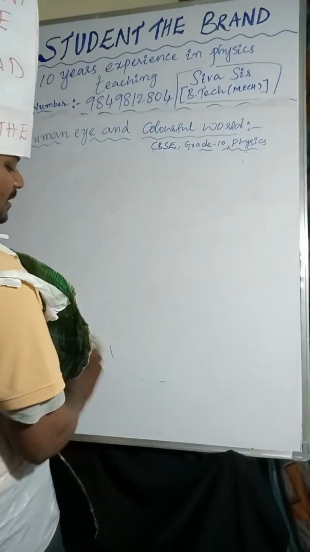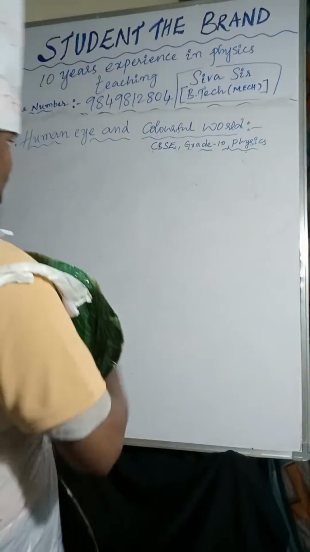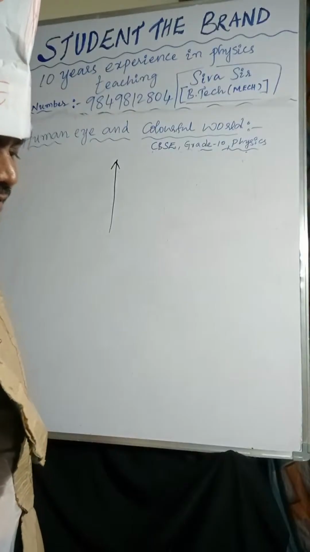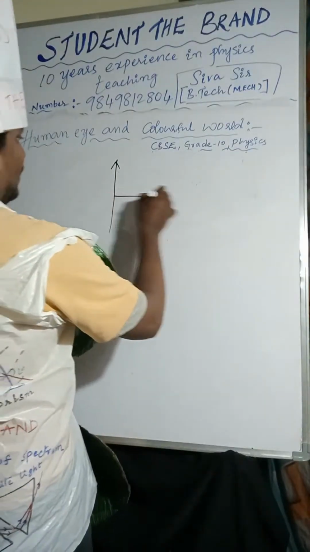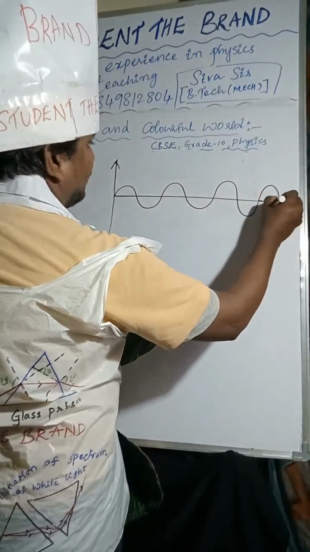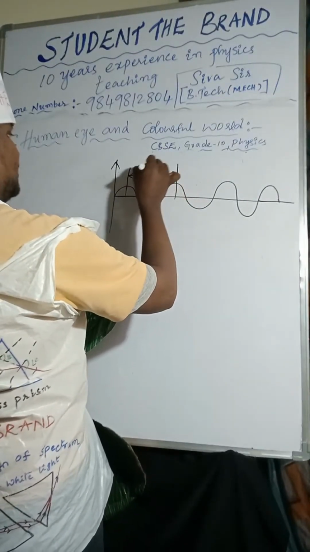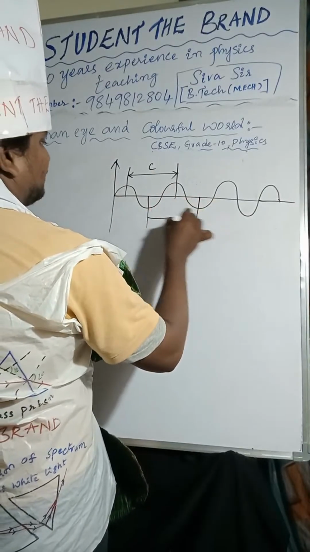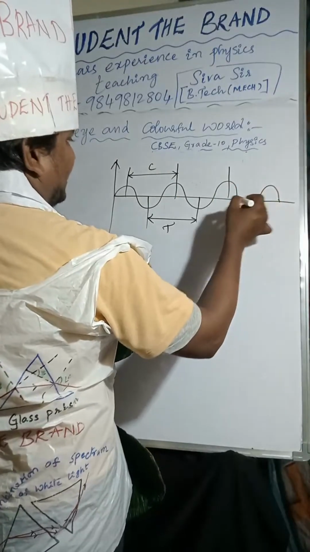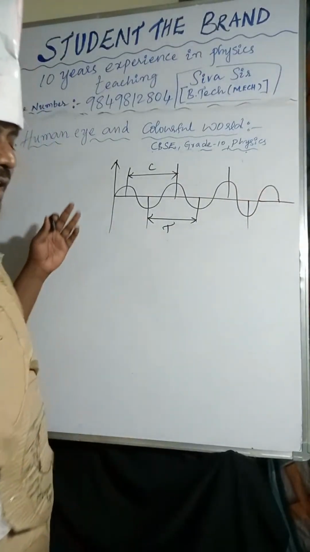I will explain about wavelength first. I'm considering like this. So this is the wavelength of the light. The wavelength of light is nothing but the distance between two consecutive crests or two consecutive troughs. That is called wavelength.